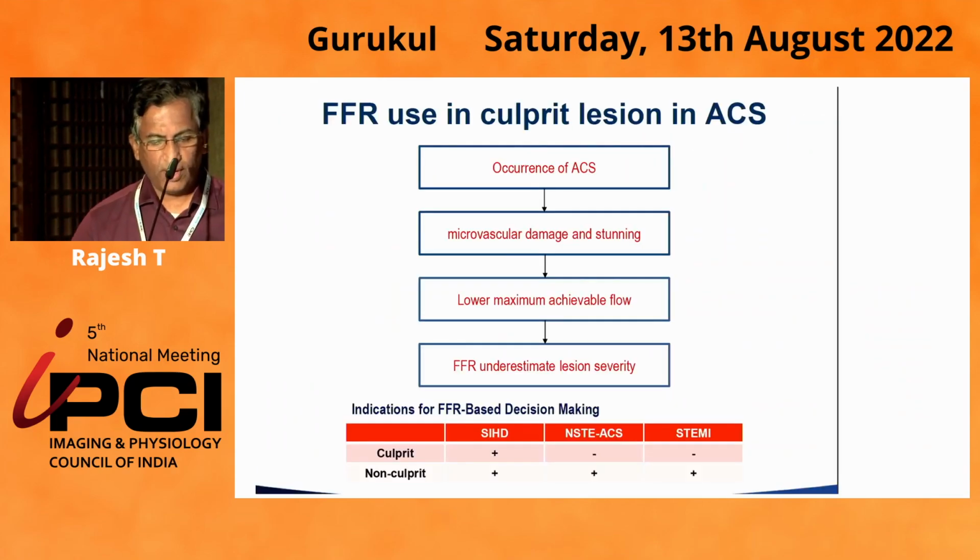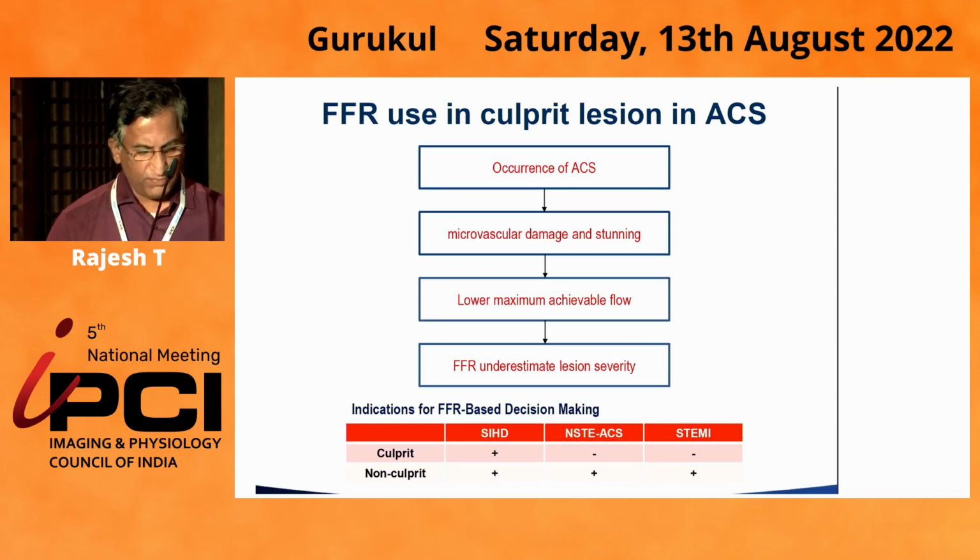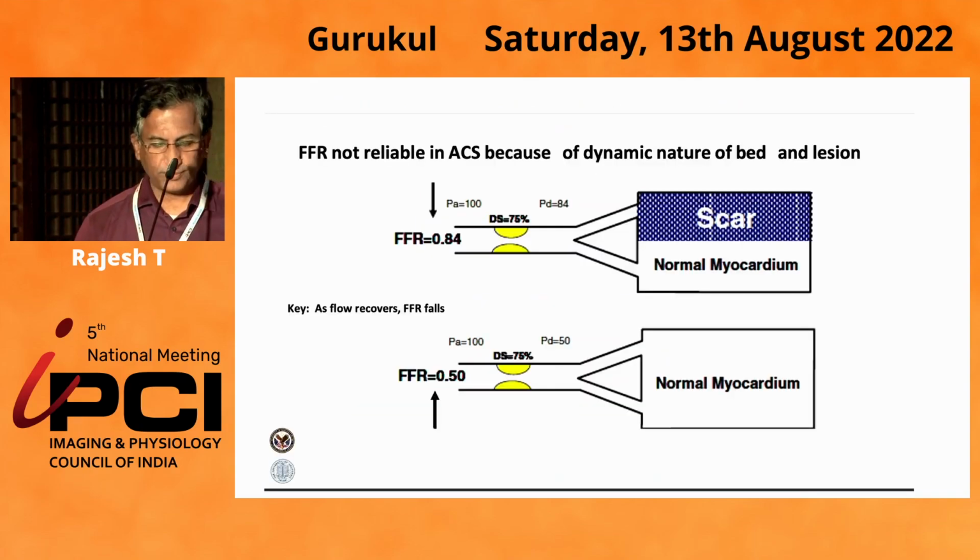Again, if you use FFR in the culprit vessel in acute coronary syndrome, you have microvascular damage and stunning, which can further vitiate the microcirculation downstream and prevent vasodilatation as a response to adenosine. As of now, in stable ischemic heart disease, both for culprit and non-culprit vessels, you can use FFR in decision making. For a ST elevation MI, for non-culprit vessels, you can also use FFR, and in non-ST elevation MI also, you can use FFR in the non-culprit vessels for decision making.